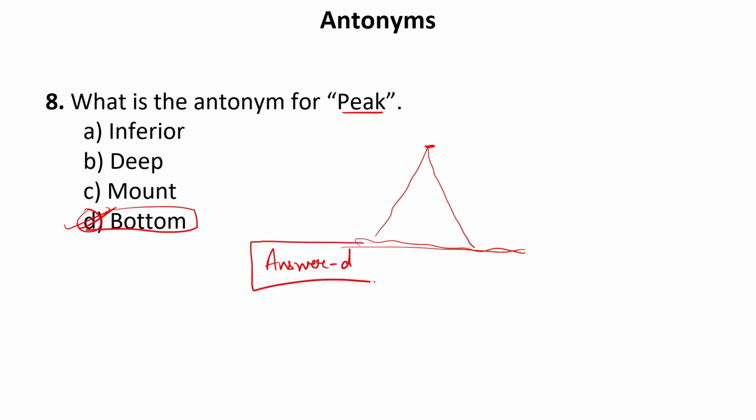That is the correct answer. Mount refers to a mountain. Deep means when something is very deep, like we use the word deep for the oceans. Inferior when something is of low quality, that is inferior. Now let us move to the next question.